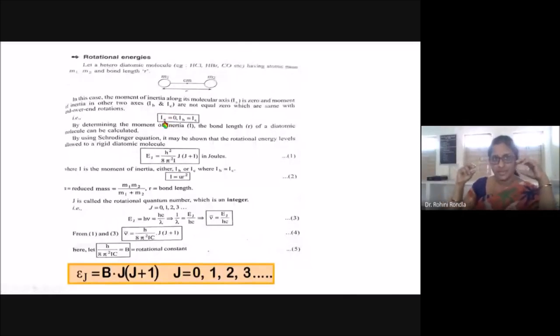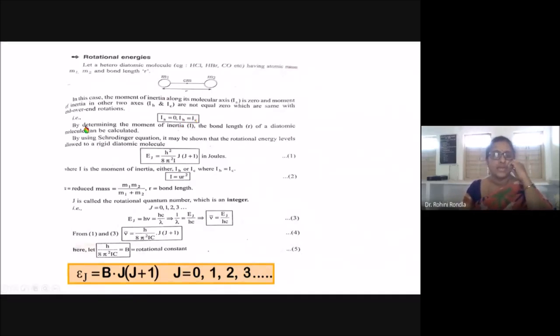That means imagine an axis passing through hydrogen and chlorine. It joins these two atoms, that is the molecular axis. If you rotate along the molecular axis, the positions of hydrogen and chlorine atoms will not change. That is why IA is equal to 0. And if you rotate along the B and C axes, they show some moment of inertia, but they are equal. That is why IB is equal to IC.